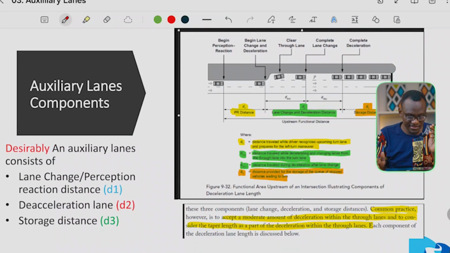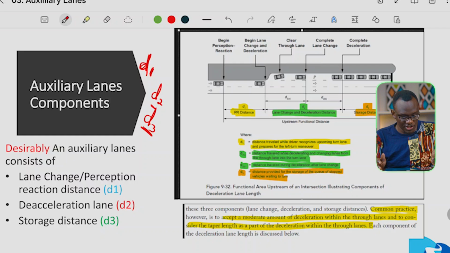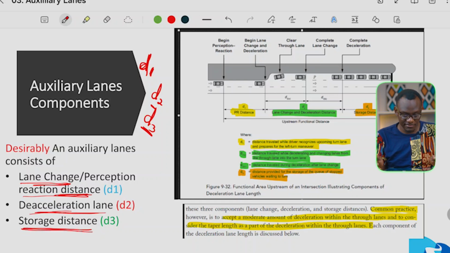Desirably, we would want an auxiliary lane to be composed of 3 parts: normally D1, D2, and D3. So what's D1? D1, you want to make sure there's something we call the lane change and perception reaction time, which is D1. We have the deceleration lane and the storage lane.